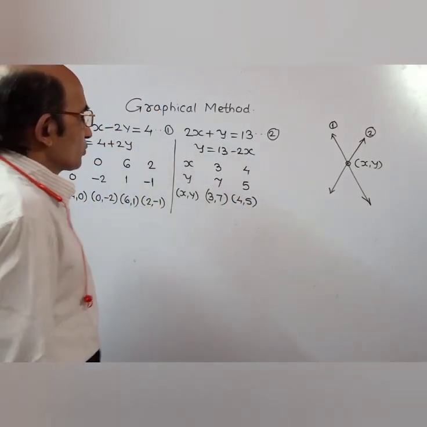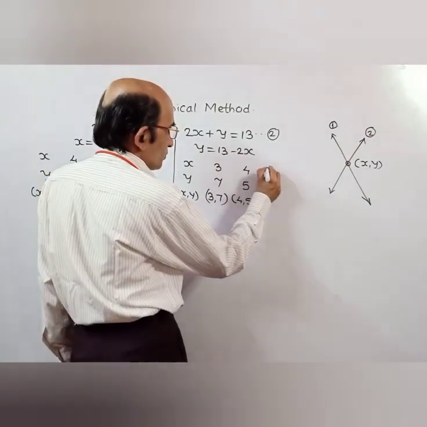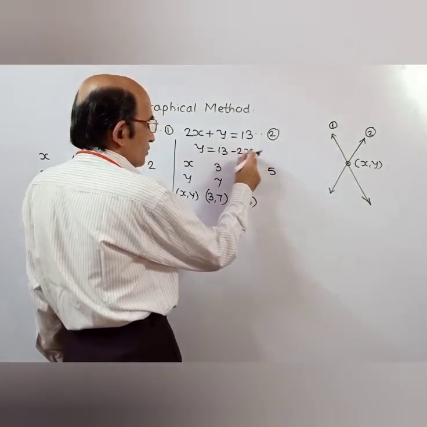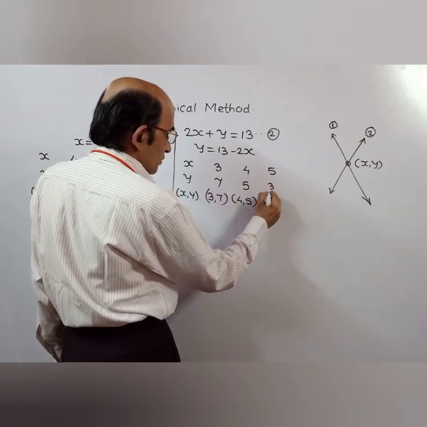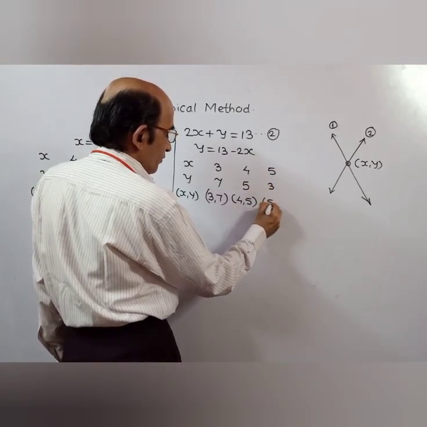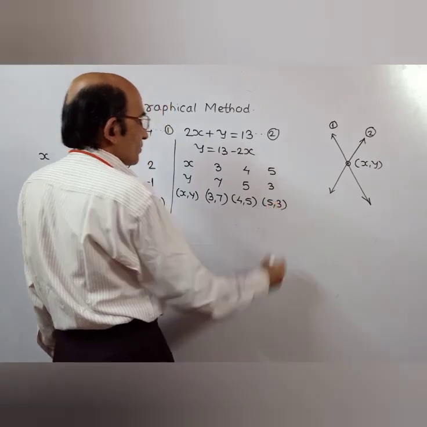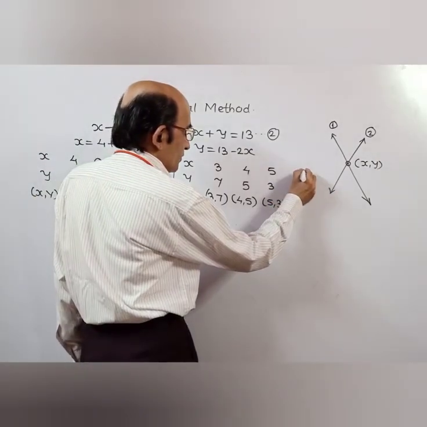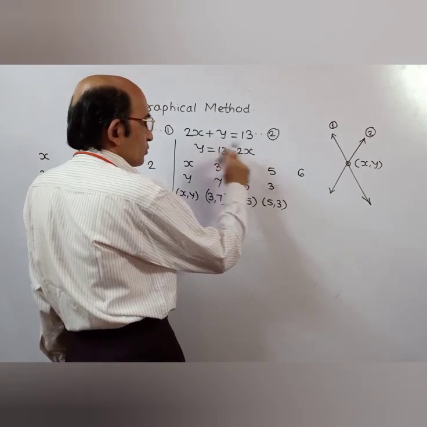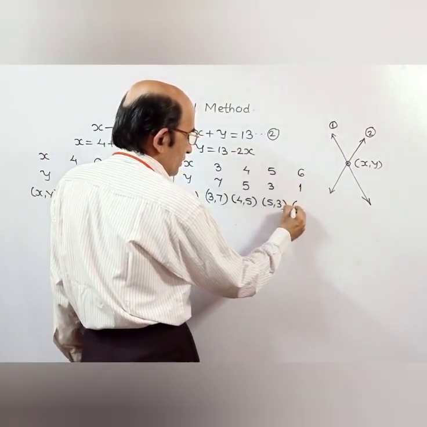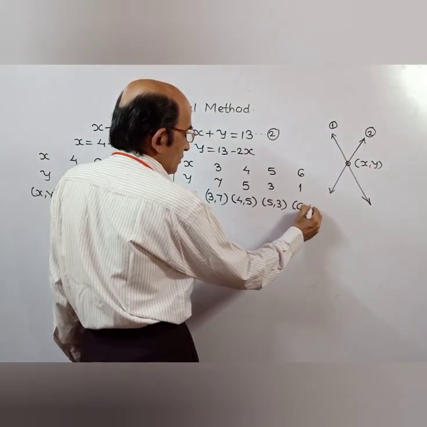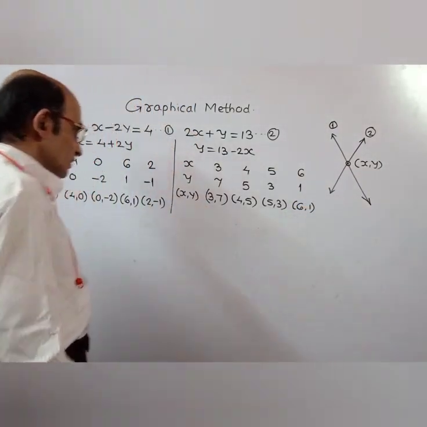Then x is equal to say 5. 2 into 5, 10. 13 minus 10, 3. So this point is 5, 3. x is equal to say 6. 2 into 6, 12. 13 minus 12, 1. The next point is 6, 1. So now we can plot these two straight lines.